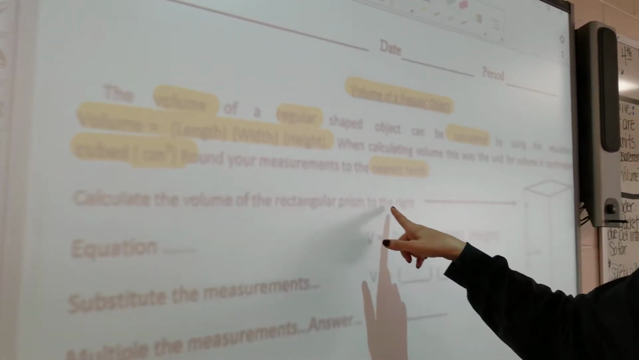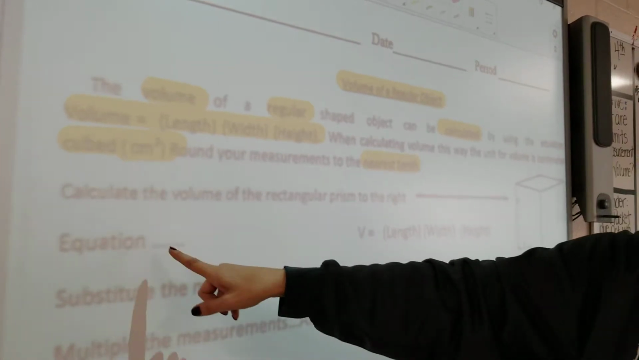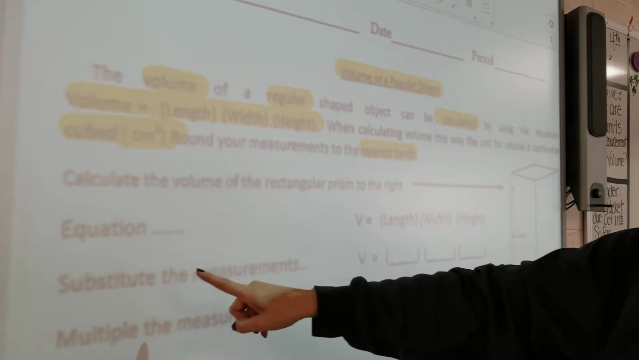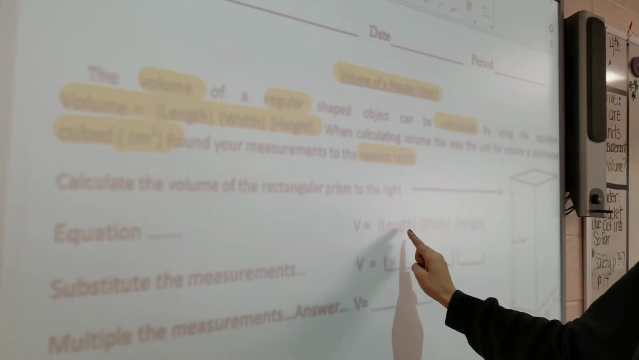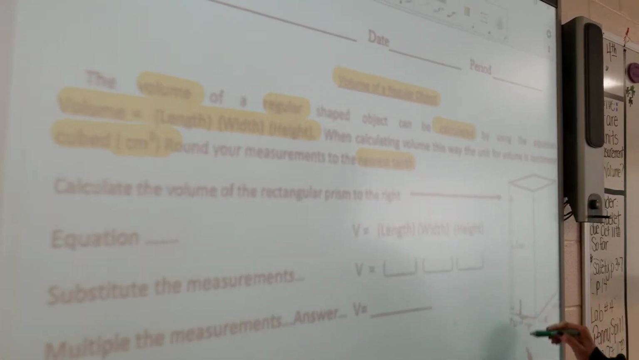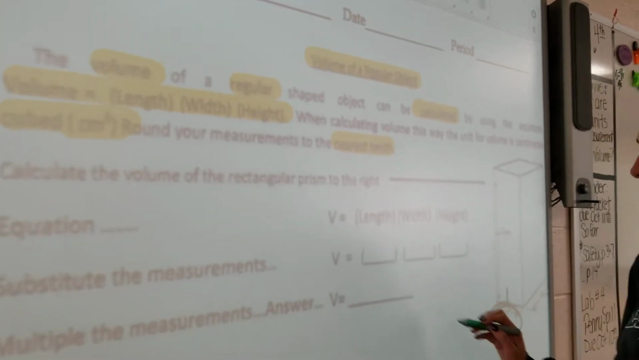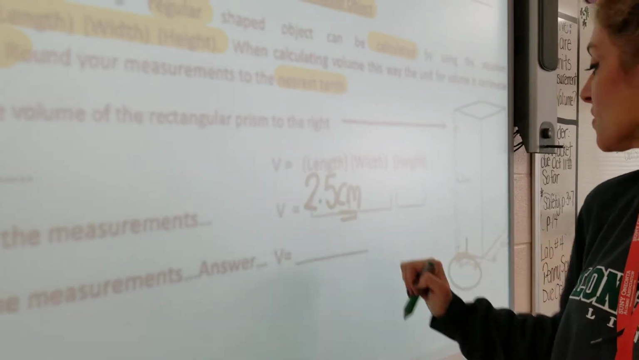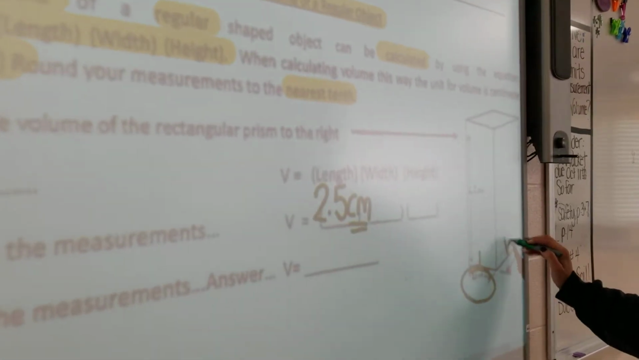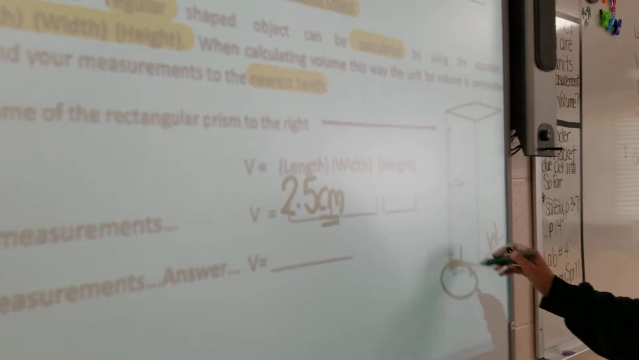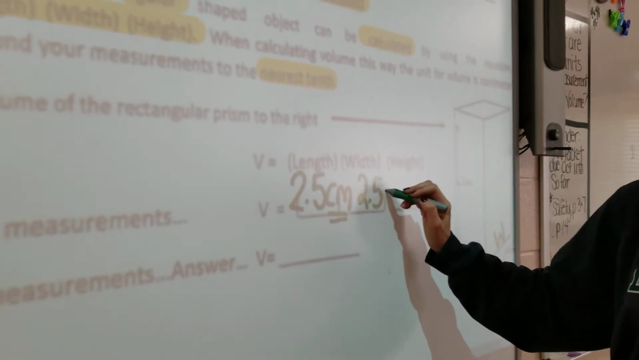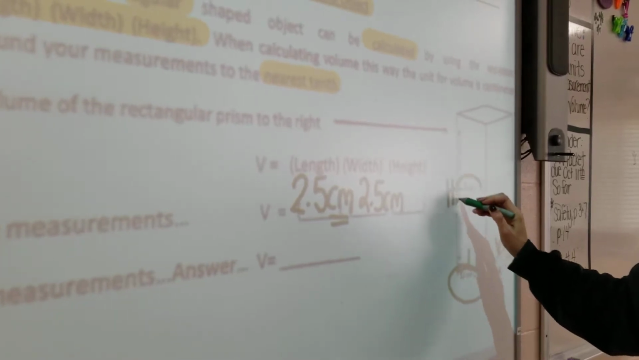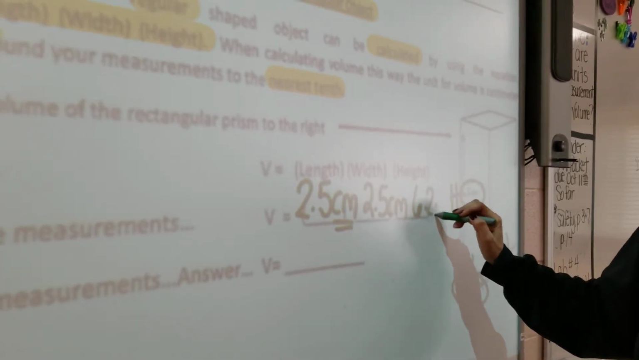Calculate the volume of the regular prism to the right. You always write the equation first, length times width times height. The second step is to substitute the measurements. So instead of length, we're going to use this number, 2.5 centimeters. 2.5 centimeters, no naked numbers, make sure you have centimeters. Instead of width, we'll substitute 2.5 centimeters. And then you're looking for the height. The height is 6.2 centimeters.